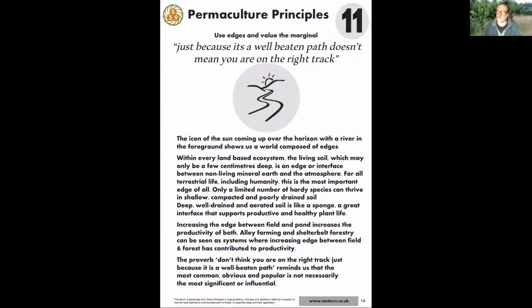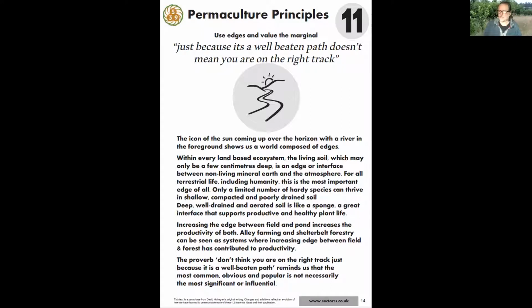So from this integrated design we get small and slow solutions. And then we've just looked at use and value diversity. Again, how can I bring diversity into my design? How can I create a range of different habitats, a range of different conditions, a range of different ways that people can engage with that design? And the thing you need to bear in mind about how to achieve that is by using edges and valuing the marginal.